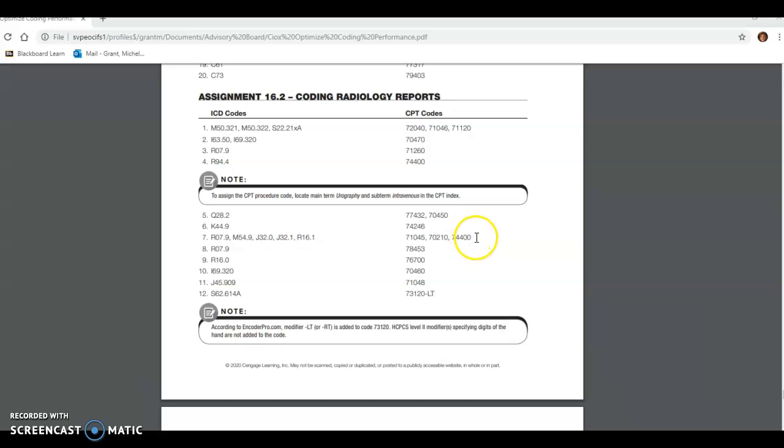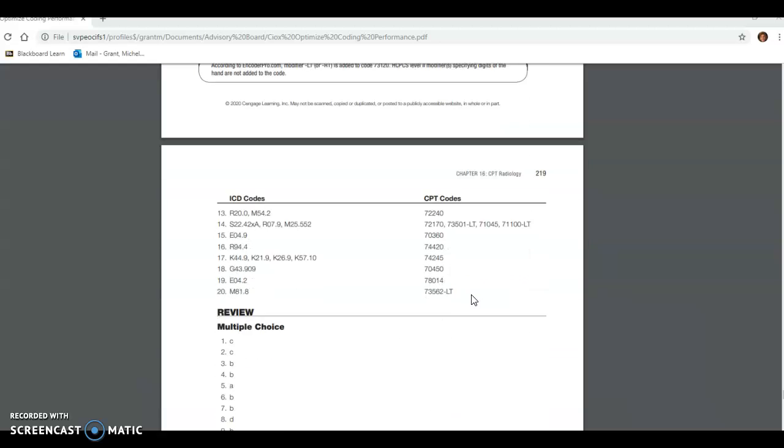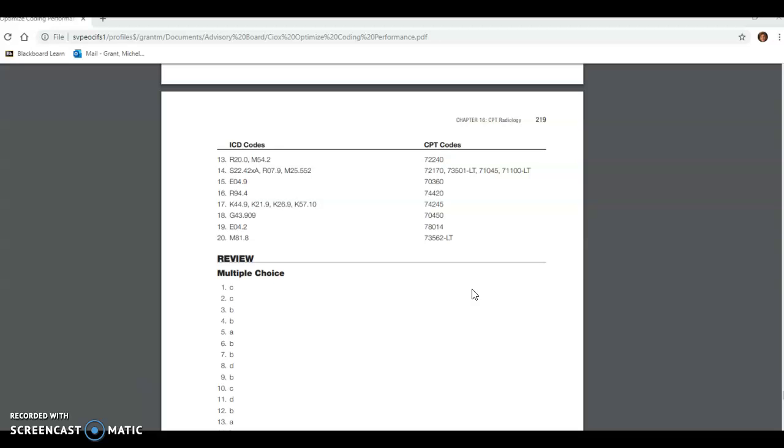Then we go to number 7. Again, we have chest, we have the paranasal sinuses 2 views, we have the intravenous pyelogram. So each of those should be coded out. Then we get down to 12, we need the LT. Another big one is going to be number 14. With this here, we just have a lot of x-rays. So again, we need that LT for where it states the left side. Now, if it doesn't, like a chest x-ray, we don't need the LT because it doesn't say left.